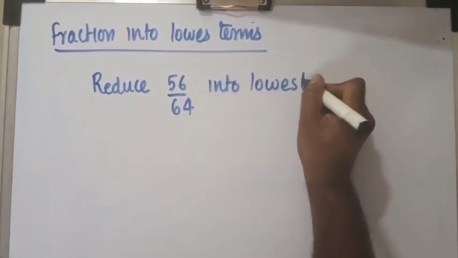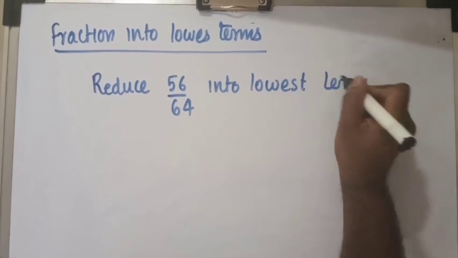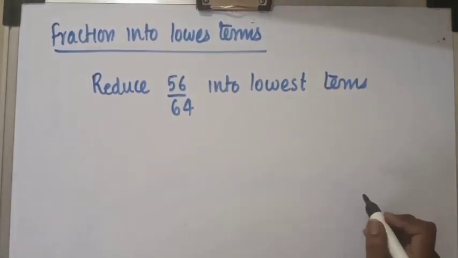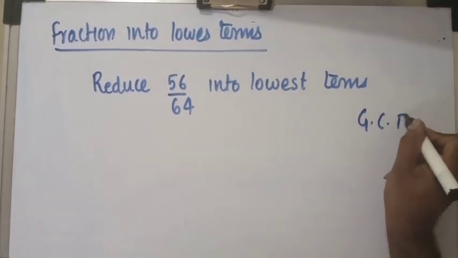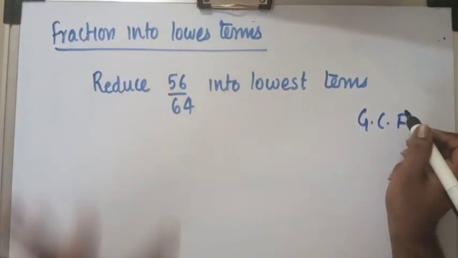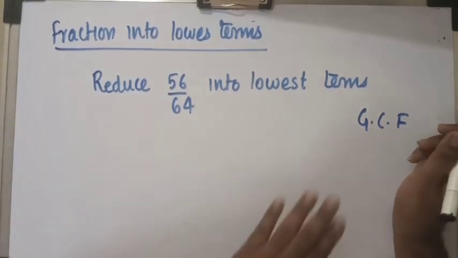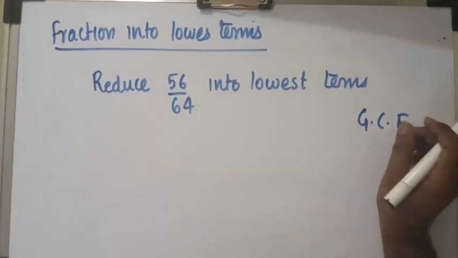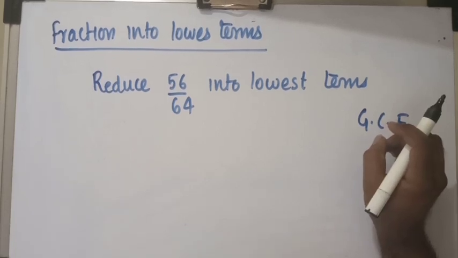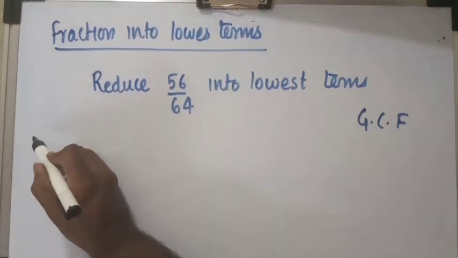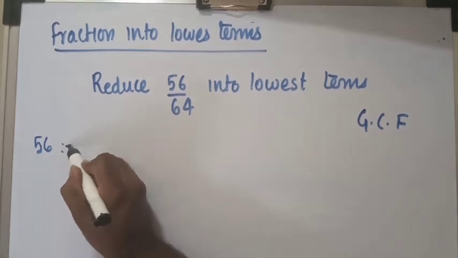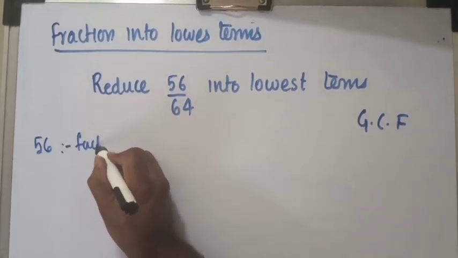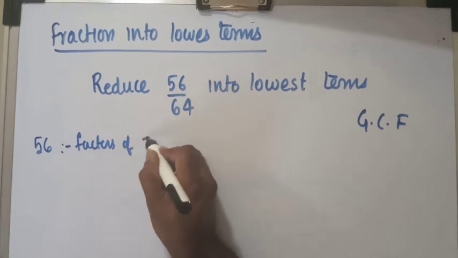So how are you going to convert 56 and 64 into lowest terms? First, you will be looking at which is the greatest common factor of 56 and 64. So how are we going to find the greatest common factor of 56 and 64? To find it, you need to find the factors of 56. What are the factors of 56?